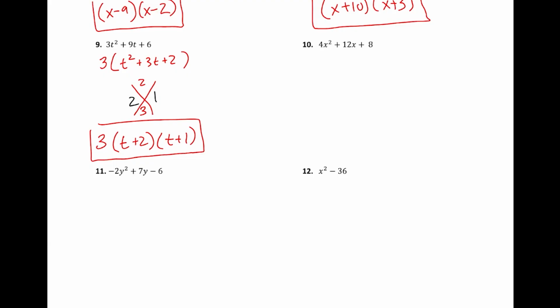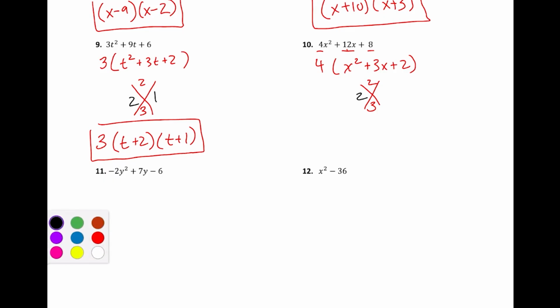Number 10, this one also has a GCF that we can factor out. All three of those numbers are divisible by 4. So I can factor out a 4, leaving me with x squared plus 3x plus 2. This is actually going to be factored exactly the same way as the last one, right, with 2 and 3. So two numbers that multiply to give me 2 and add up to 3, again, are going to be 2 and 1. And so our factors are 4, x plus 2, and x plus 1.